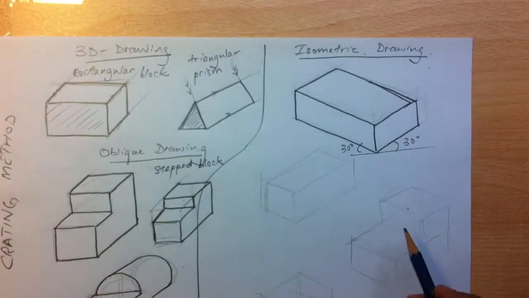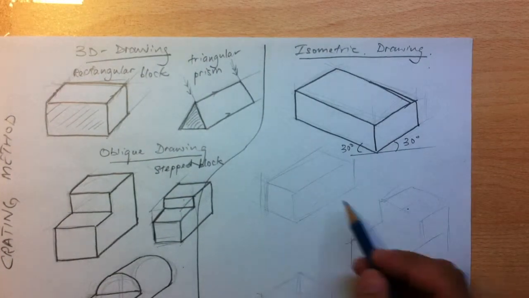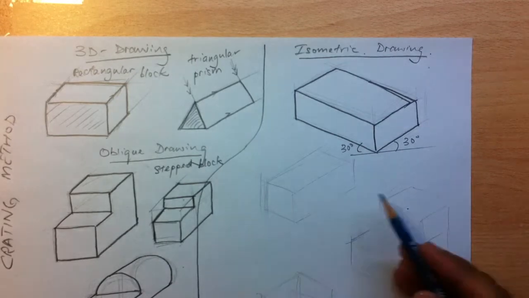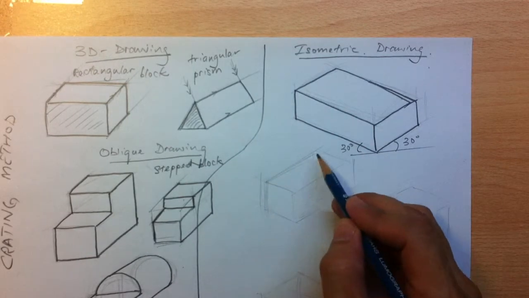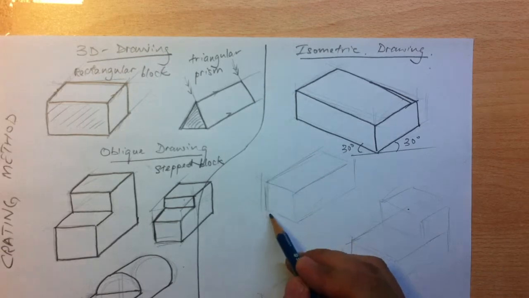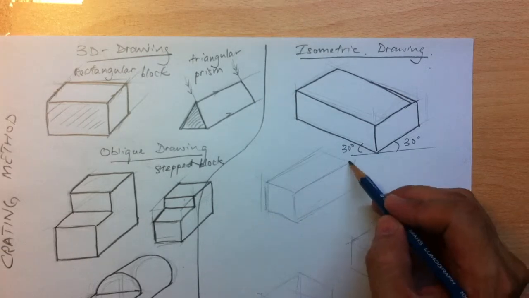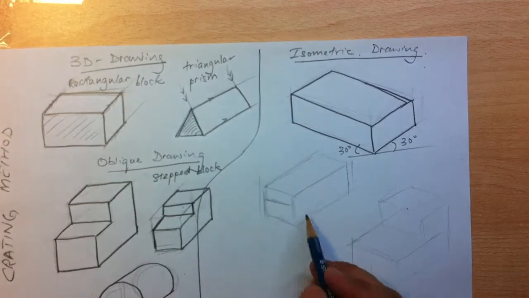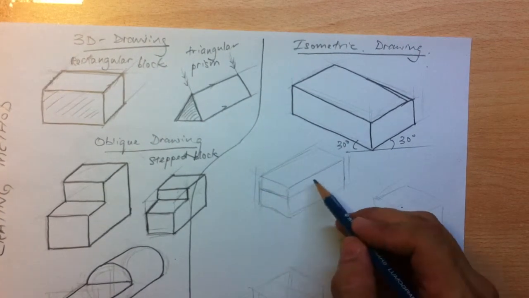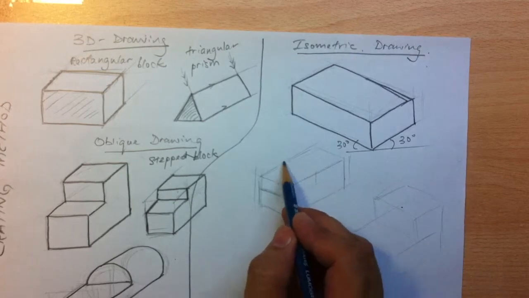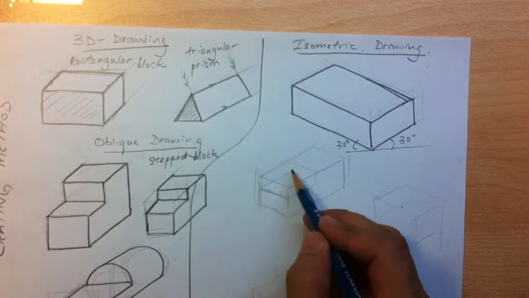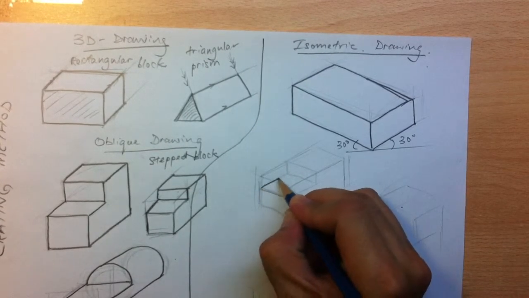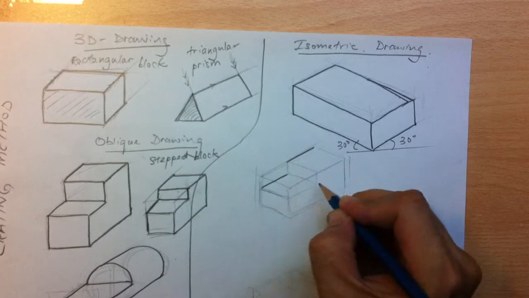Now, on this part over here, I'm trying to draw a step profile. What I'm doing is that I draw a rectangular box first, then I add the step that I want. This is the creating method, basically. Once I'm happy with it, I'll darken the outline for the step profile.